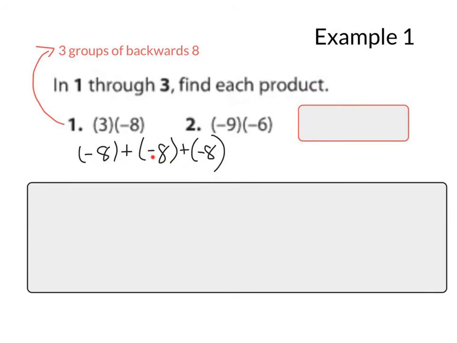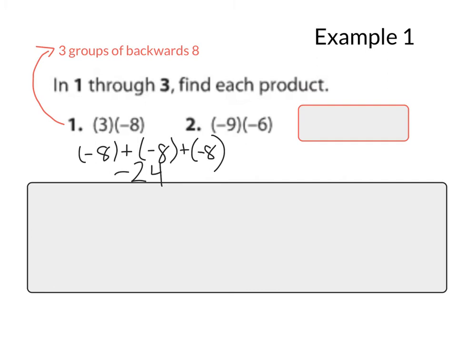There's 3 of them. And I know that if I add 3 negatives, if I go backwards 3 times, then I'm going to have backwards 24, which is 3 times 8 is 24. And I see there's only one negative sign, and so I bring that down, and that's going to be my answer.